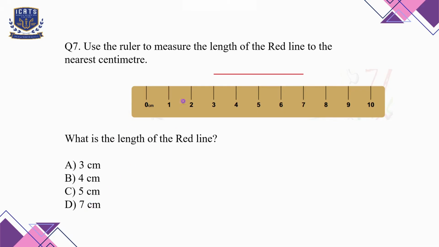So as the red line is starting from 3 centimeters and ending at 7 centimeters, we can find out how many centimeters are from 3 to 7. So there are 4 centimeters. So we will select option B here as the length of the red line is 4 centimeters.